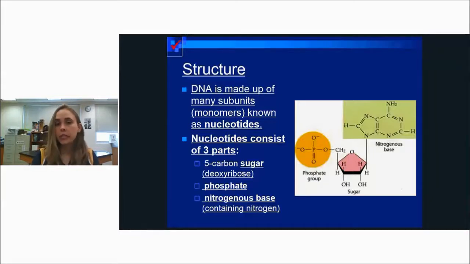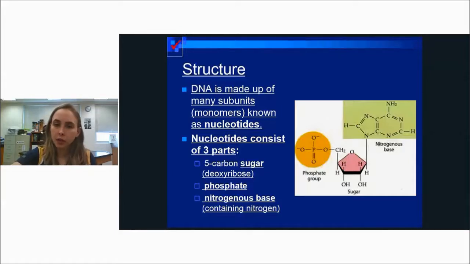And each nucleotide consists of three basic parts. You have this pentagonal sugar that is deoxyribose. DNA, the D stands for deoxyribose in the name. It's deoxyribonucleic acid, and the sugar is deoxyribose sugar. And it is the one that looks like a pentagon in the picture. It is labeled sugar, it's pink.